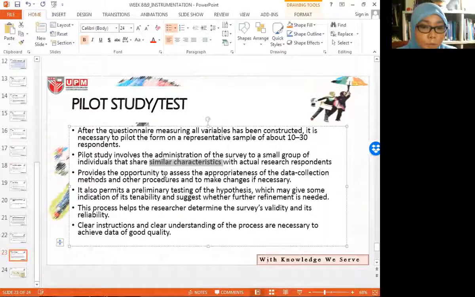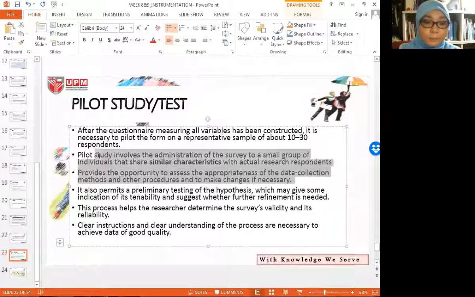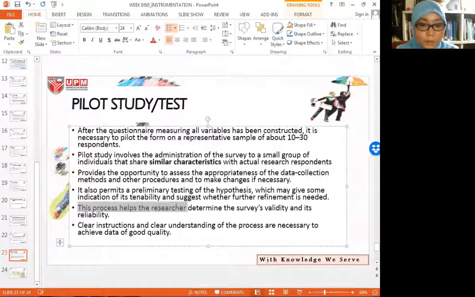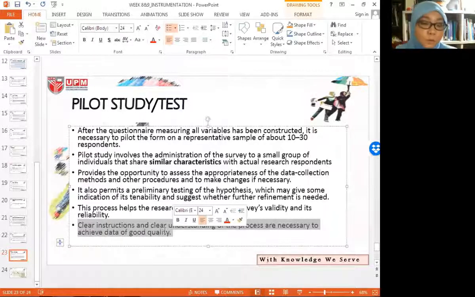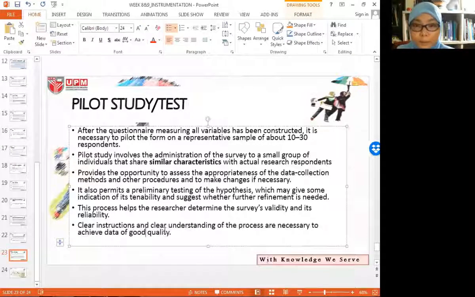It provides the opportunity to assess the appropriateness of the data collection methods and other procedures and to make changes if necessary. It also permits a preliminary testing of the hypothesis. This one is not needed. This is just its purpose. Another purpose is to help the researcher determine the survey's validity and reliability. Clear instructions and a clear understanding of the process are necessary to achieve data of good quality.